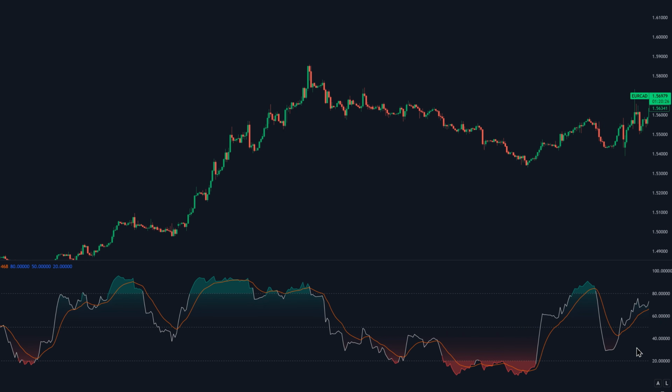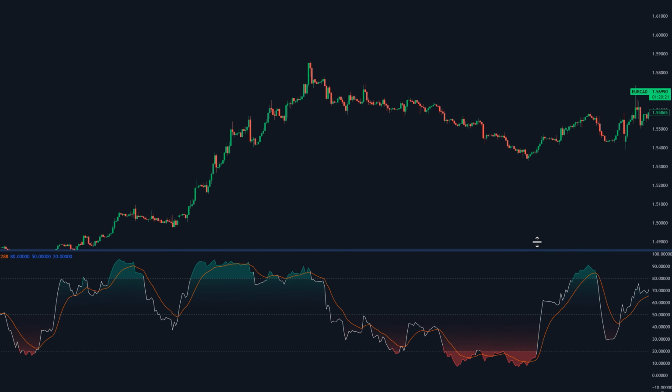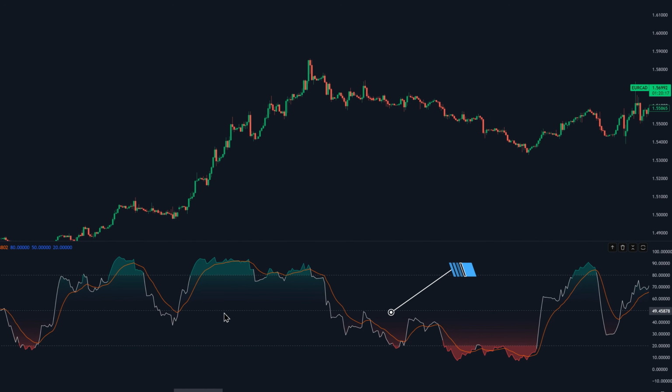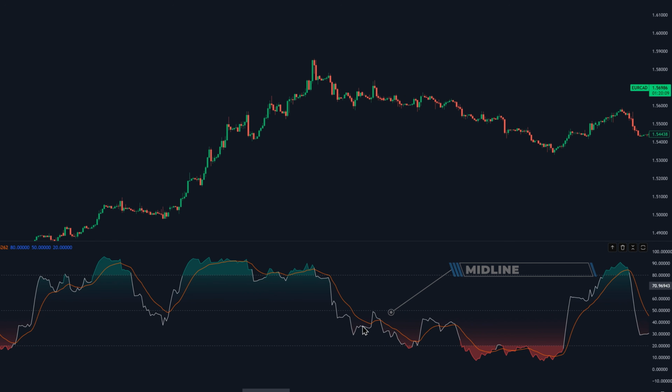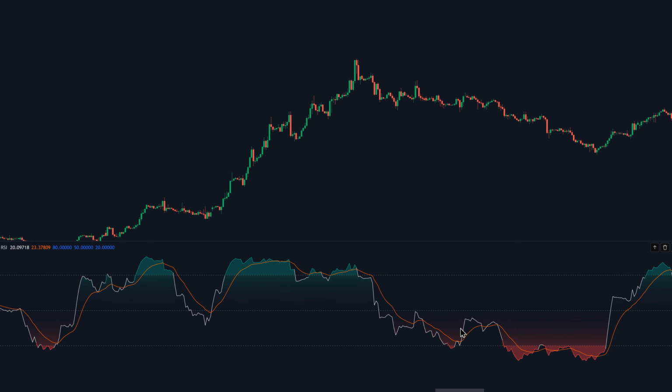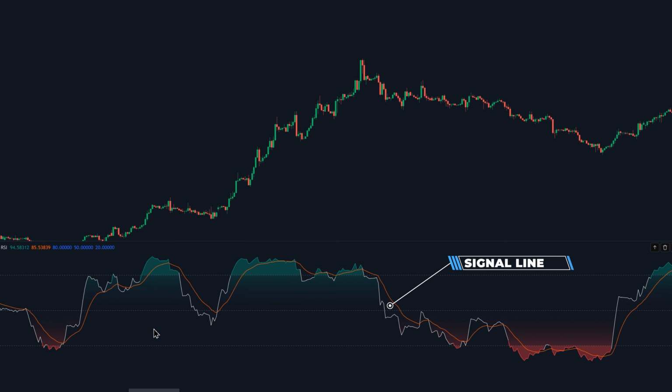There's also a crucial 50 midline. If the Ultimate RSI is above 50, we're generally looking at bullish sentiment, and below 50 suggests bearishness. And importantly, there's a signal line that moves along with the RSI. This signal line can give you even earlier hints about shifts in momentum.